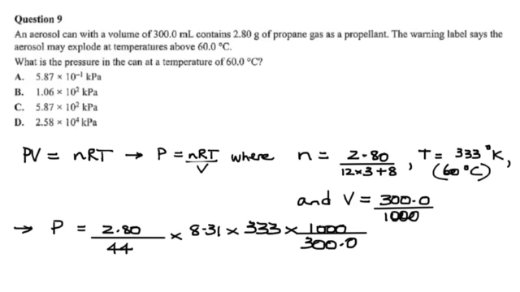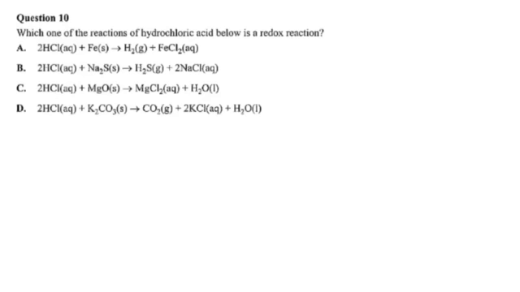You've got to make sure your units are all consistent for use of your PV equals nRT equation. So now we just plug and play, guys, I think. P is going to be 2.8 over 44 moles of propane times 8.31 times 333, over V, so it's 300 thousandths, and let's see what we get for our pressure, guys. 587, which looks like option C for you and me. Great. Okay, question 10. Which of the reactions of hydrochloric acid below is a redox reaction, guys?